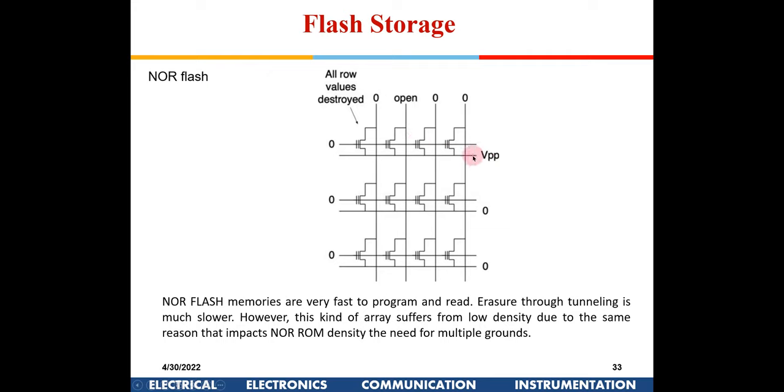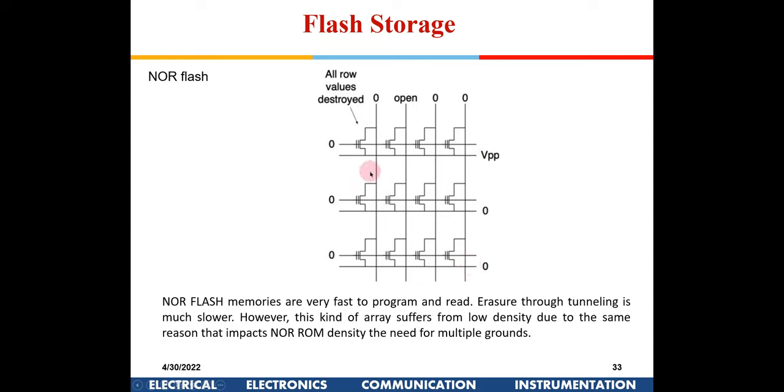The NOR flash is faster to read and write. But the problem is that it is not high density, because for each of the rows you require a separate line here, and to erase data also you have to erase word by word. These are the two disadvantages of a NOR flash. The advantage is it is very fast. The disadvantage is that each word has a separate line here.